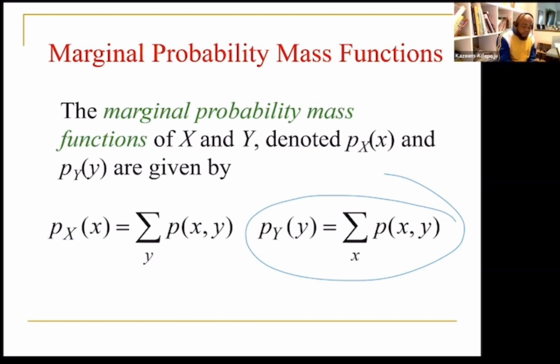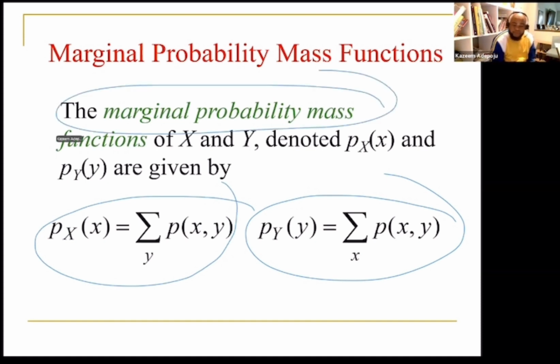Now, what do we call these two? We call them the marginal probability mass function. That is what we call them. It's a way of going backward, going back to what we've done before. We've been focusing on just one variable at a time.